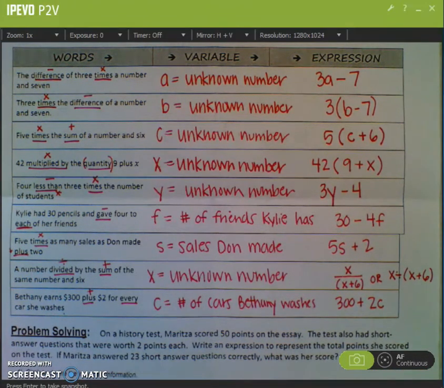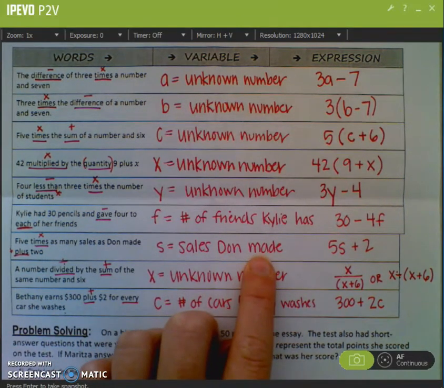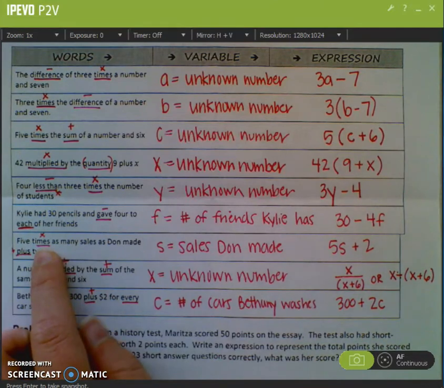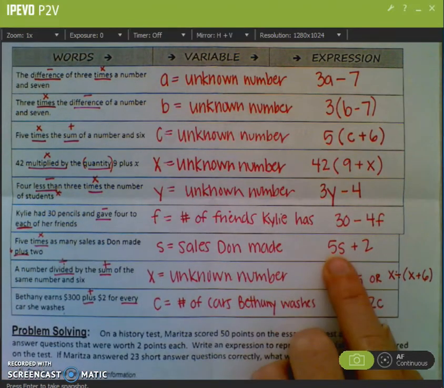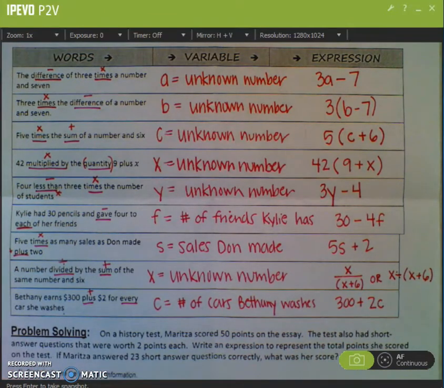The next one said 5 times as many sales as Don made plus 2. So what we don't know is the sales Don made, so I wrote my variable s equals sales Don made. 5 times means multiply, so 5 times s, and then plus means add, plus 2. So my expression was 5s plus 2.